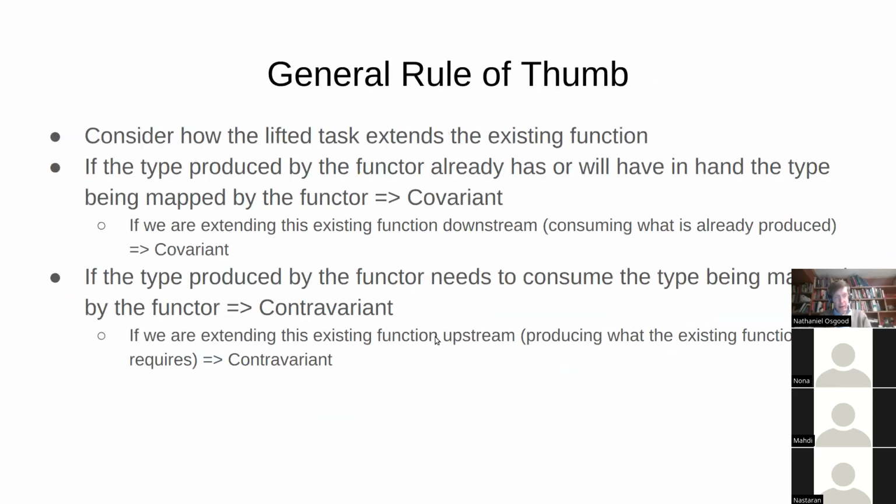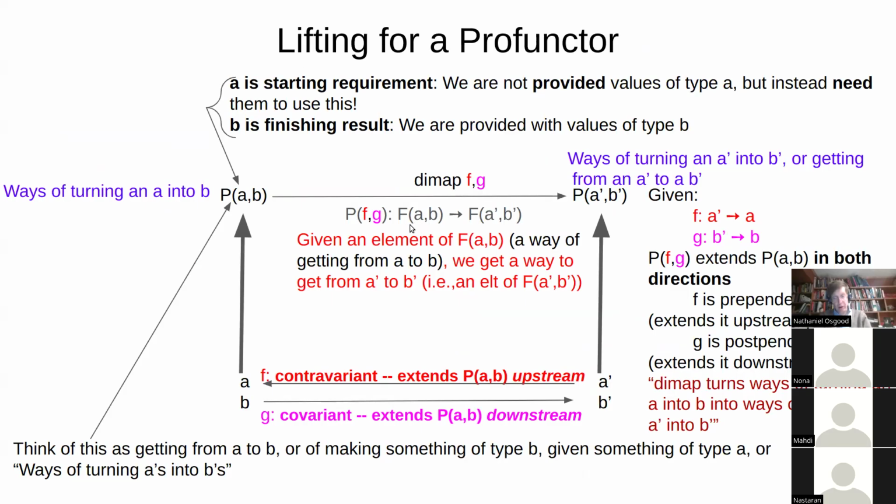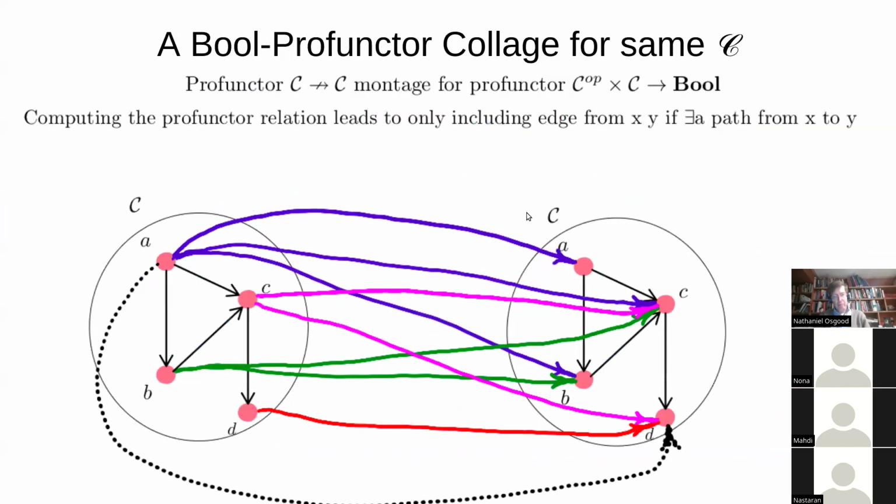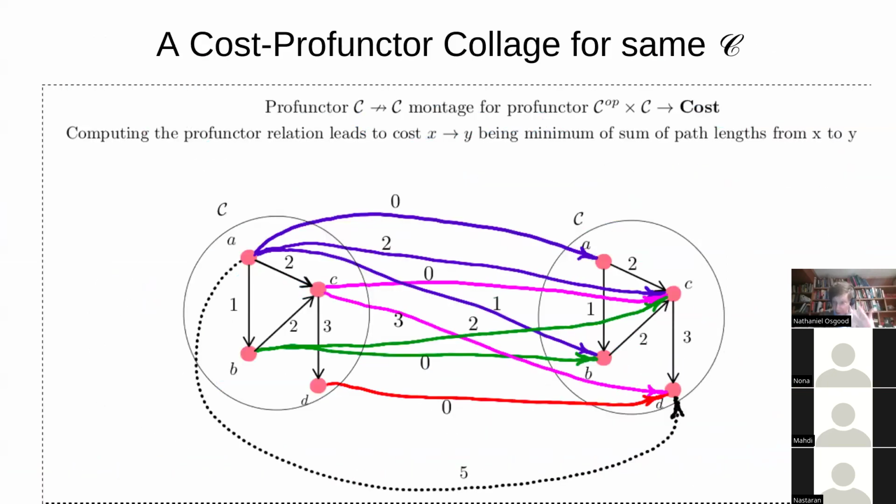And that's exactly what lifting gives us here. If we know a way of going from A to B, and we have these two ways, one from the upstream thing to the starting point, and one from the finished point B to the downstream thing, then we have a way of going from that upstream point to that downstream point. Okay. I think this should be fairly familiar in your mind.